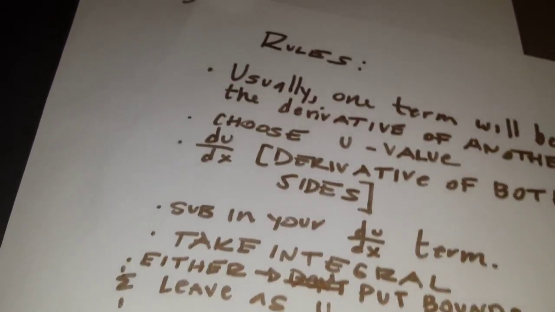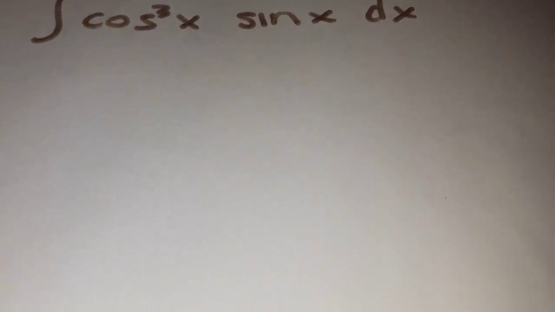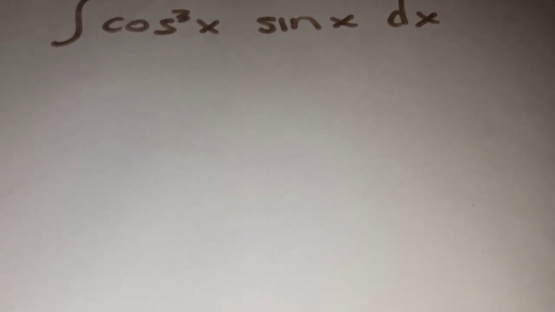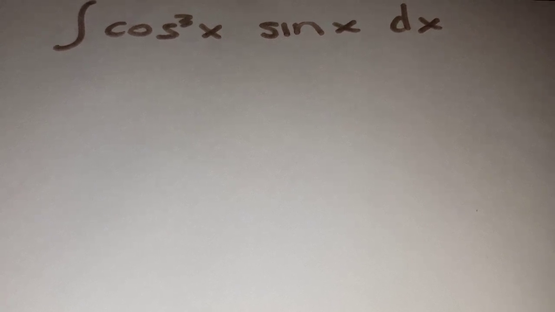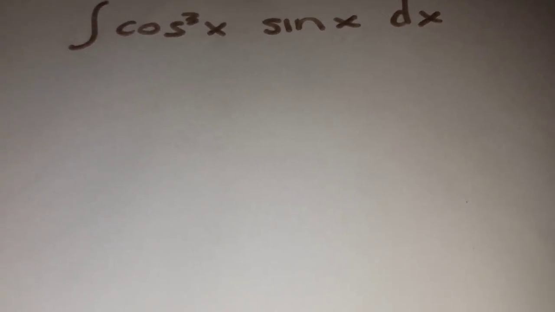Alright, enough jibber jabber, let's get started. Alright, so as I said before, you're going to want to choose a function of x that will be the derivative of the other one. Find one of them that has the derivative within the function and make that one your u value. Well, as you know, the derivative of sine of x is cosine, but there's going to be a problem if we were to choose that. So I'm going to go ahead and choose cosine of x.